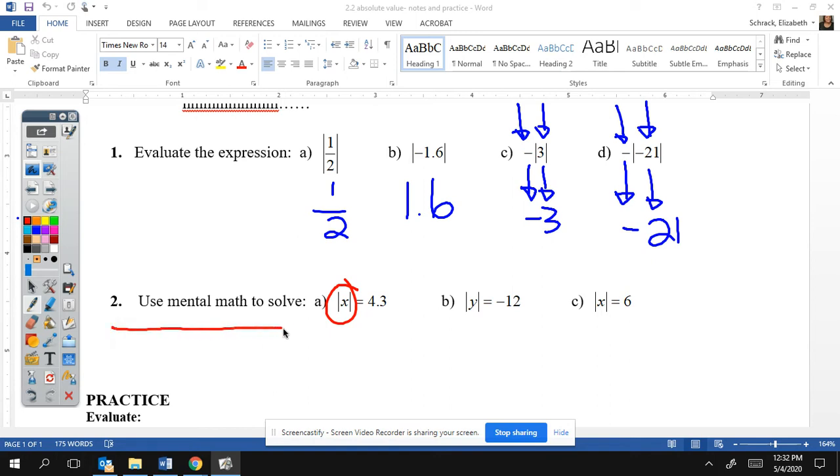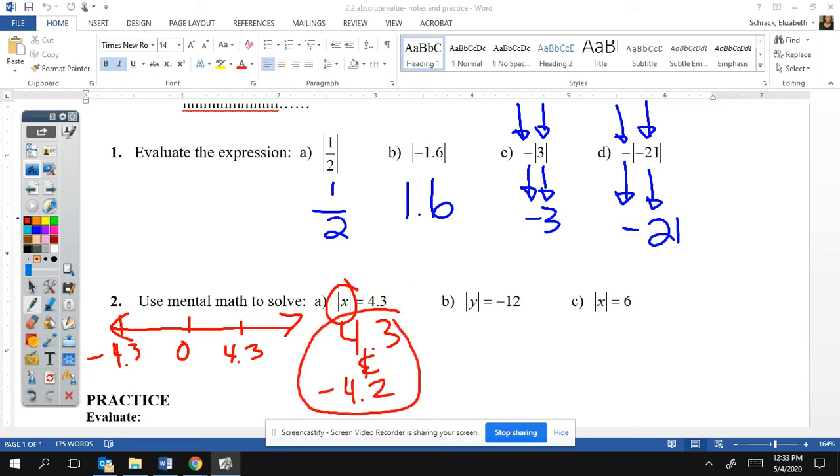So if I was actually to draw a number line, and here is 0, well, positive 4.3 would be 4.3 steps away from 0 on the number line, but there is a second option. Negative 4.3 is also 4.3 steps away from 0 on the number line. So this answer has to have 2 answers, positive 4.3 and, sorry, I wrote a 2, negative 4.3. So you have to have both of those answers to be completely correct.